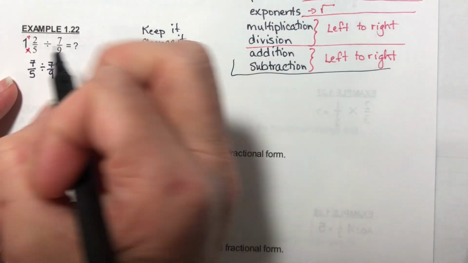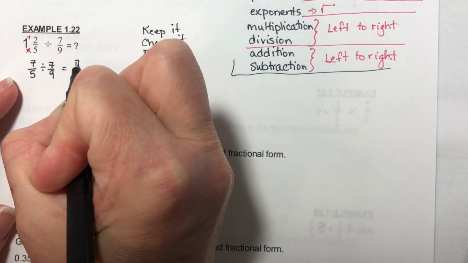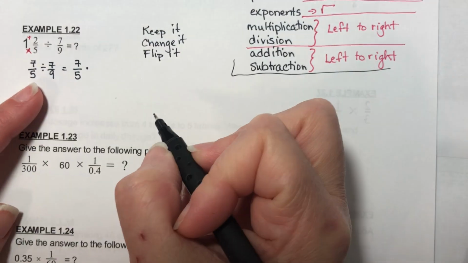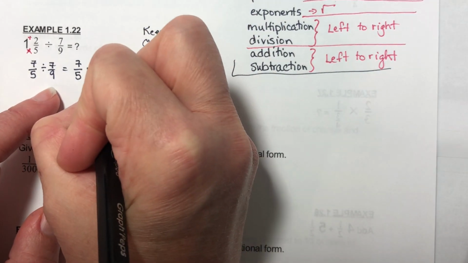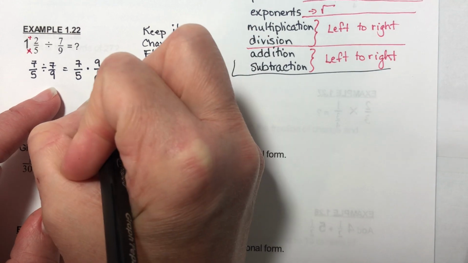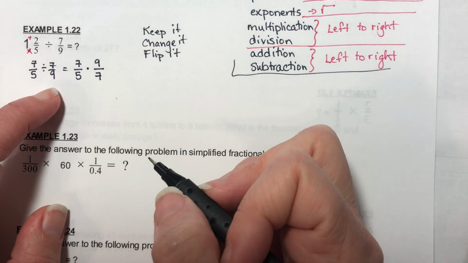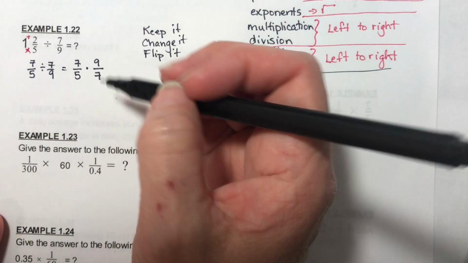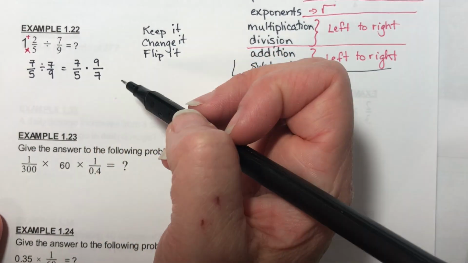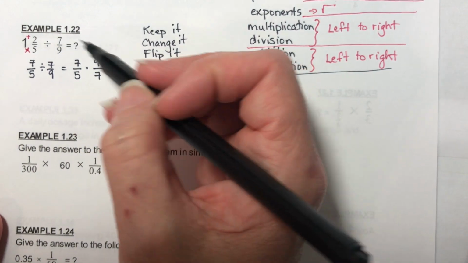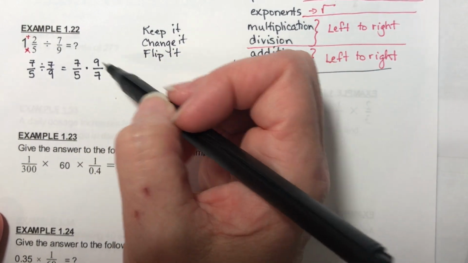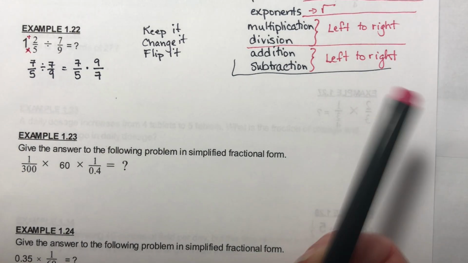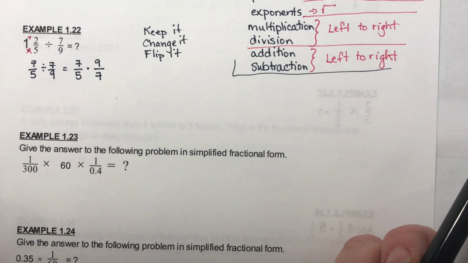Now let's do this. You keep your first one, change it to multiplication, and flip your second one. Okay, now this is our multiplication problem. We can multiply straight across the top, straight across the bottom, and then reduce our answer. There seems to be a helicopter going overhead. I apologize for that.